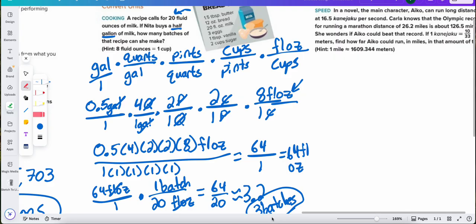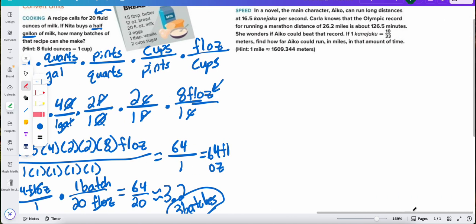So the next one here is going to be the same type of idea. We're going to have to use these strings of conversions to go ahead and convert this. So, speed. I'm just going to let you know, I don't know how to pronounce this word.